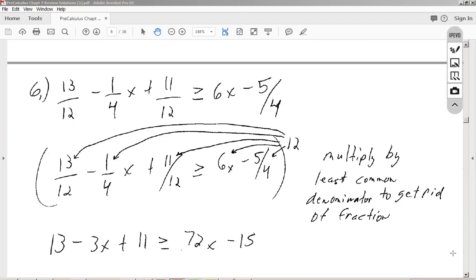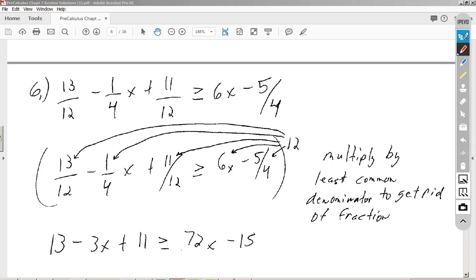Problem number 6, the directions say solve the inequality. We've got 13/12 minus 1/4 x plus 11/12 is greater than or equal to 6x minus 5/4. The very first thing that you want to do is you want to get rid of your fraction. And to be able to do that, we're going to go ahead and multiply by the least common denominator.